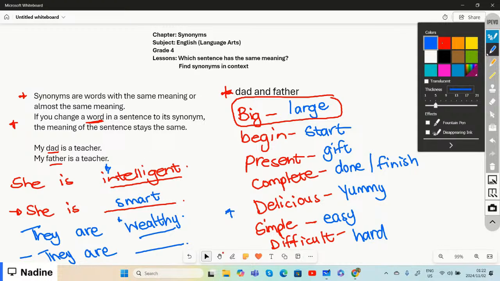Yes. And then the next one is they are wealthy. They are wealthy is the same as saying they are rich. Well done, right? The sentence is still the same. All we did was change the word to its synonym. So instead of saying they are wealthy, we can say that they are rich. The sentence is still the same. Nothing has changed other than we just changed that word to its synonym.